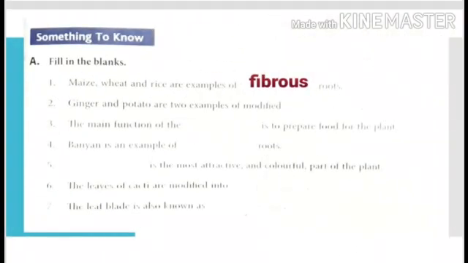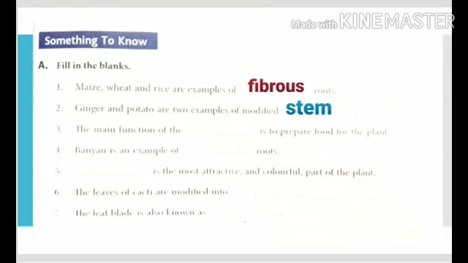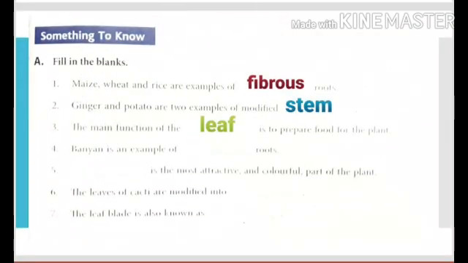Maize, wheat and rice are the examples of dash roots. Answer is fibrous roots. Number 2, ginger and potato are the two examples of modified dash. Stem is the word there to fill. Number 3, the main function of the dash is to prepare the food for the plant, and the answer is leaf.